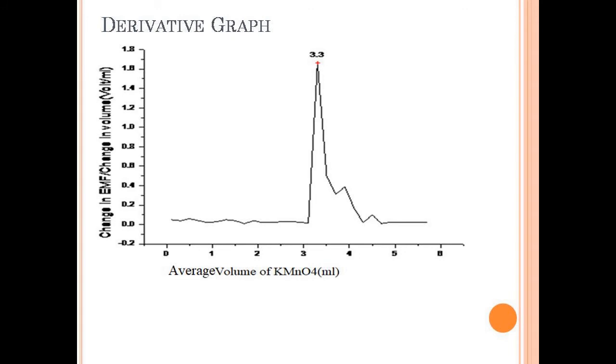Derivative graph drawn between the average volume of KMnO4 and delta E divided by delta V. A sharp peak is observed. The corresponding X value is identified from the graph as 3.3 ml. So this is the exact endpoint for the titration between KMnO4 and standard ferrous sulfate, from which we may calculate the strength of potassium permanganate.